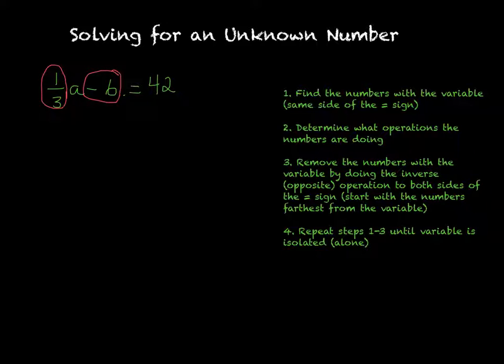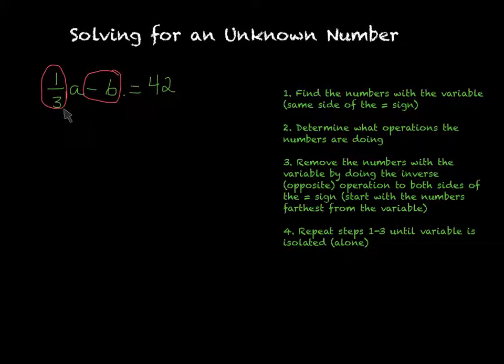For these more complex variable situations, I would add this into your cheat sheet too: you need to start with the numbers farthest from the variable. What I mean by farthest is the one that's not directly connected to it. So let's look at this one over here.